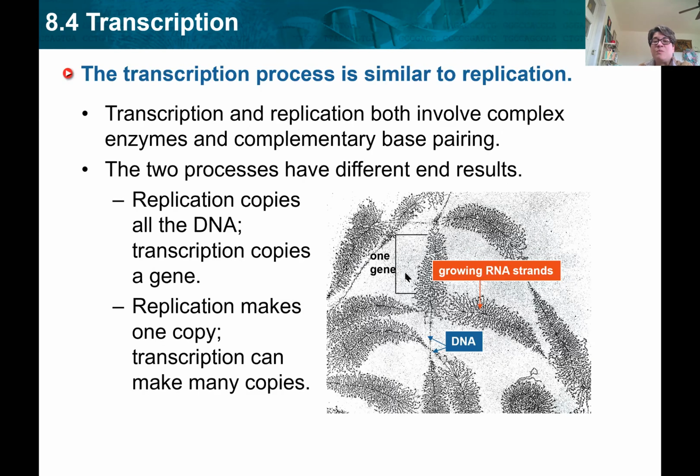Okay, this is what it looks like really happening. This chunk right here would be one gene that's being transcribed. And all these little noodles are different RNA that's being made. You can make a whole bunch at once, and you can make tons from that one gene, and then it's going to go out, leave the nucleus, and make a protein.